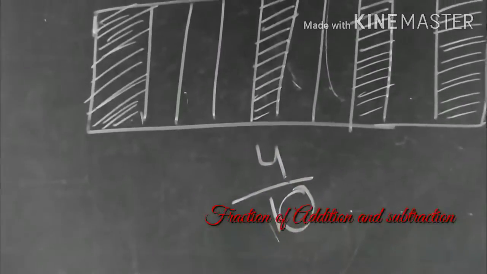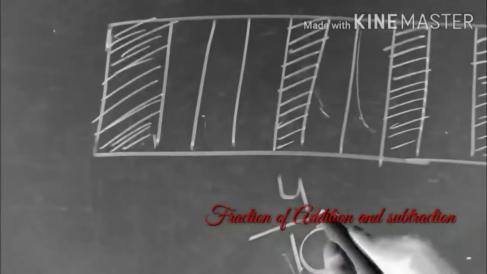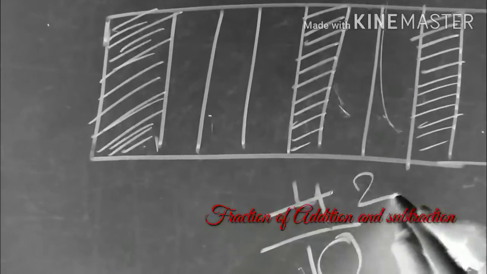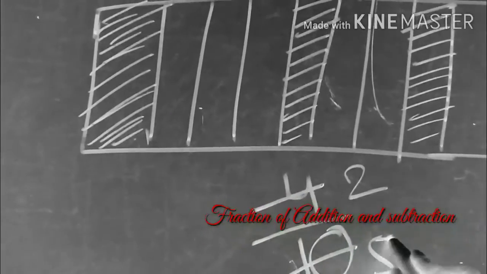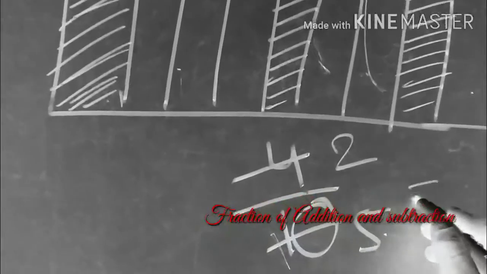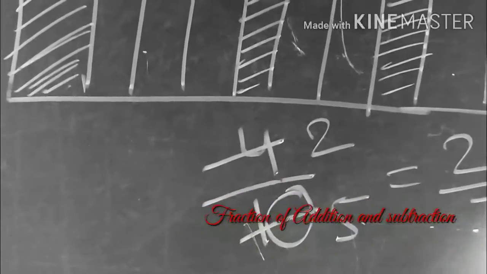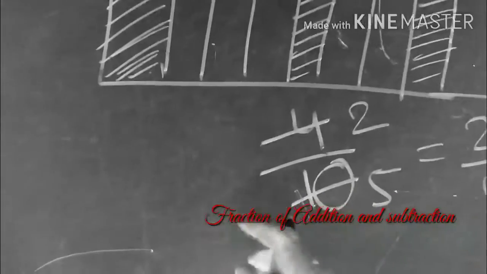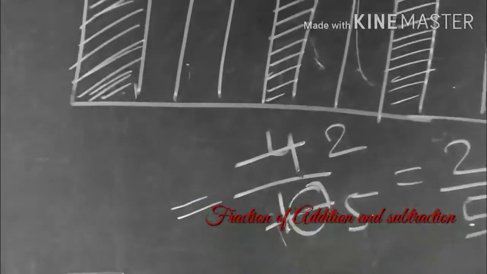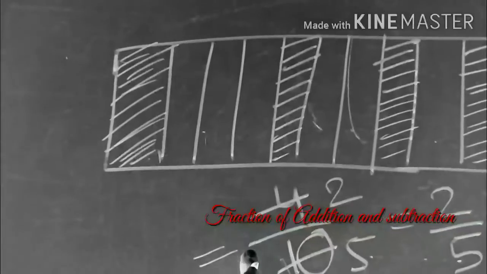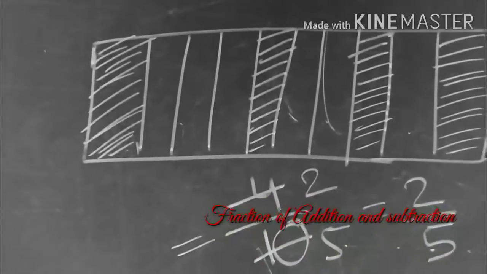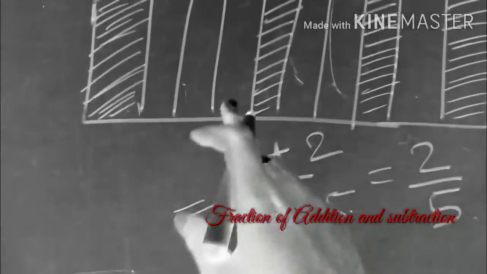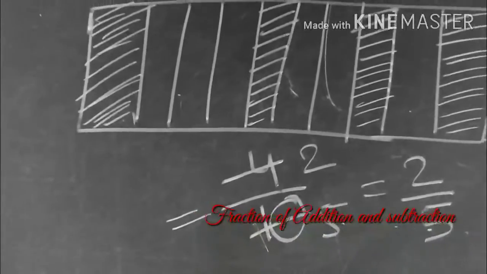So 4 by 10. Which is the common table? 2 is the common table. 2 2s are 4 and 2 5s are 10. So we can also write it as 2 by 5. We can call it 2 by 5 also. Otherwise 4 by 10. Colored part should be up and the bottom is the total part. So 4 by 10. 4 is the colored part and 10 is the total boxes.